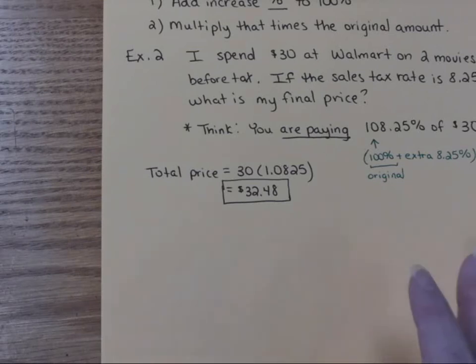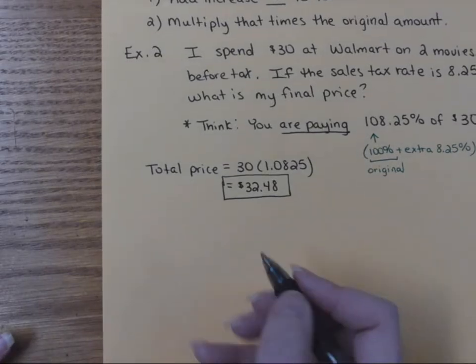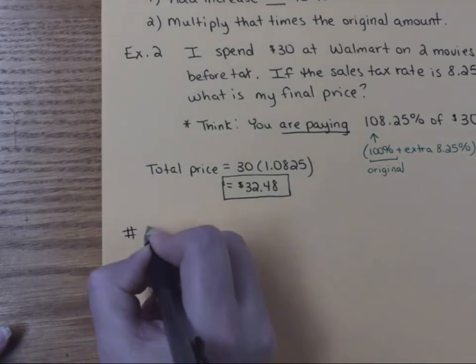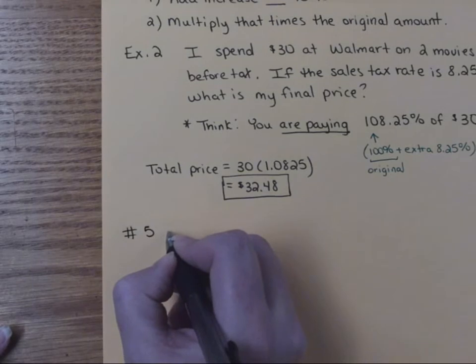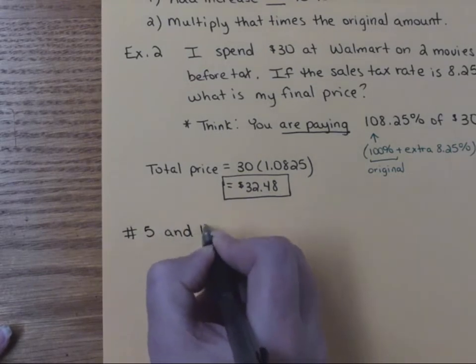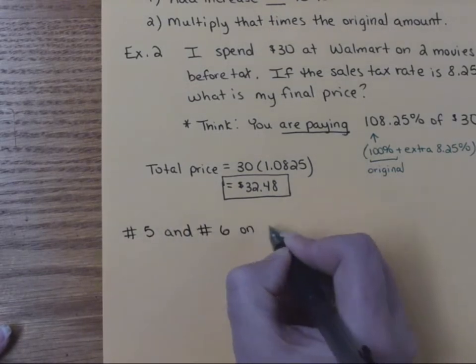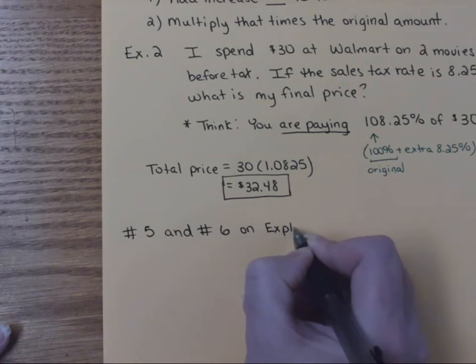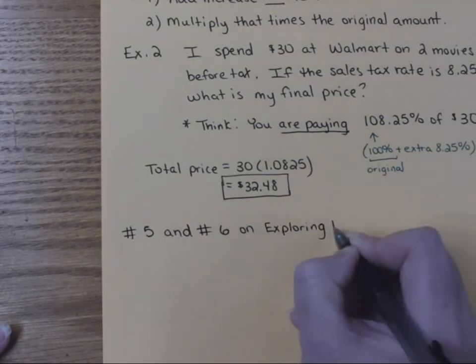All right, so I don't really want to talk about 1, 2, 3, maybe even 4. They're all pretty straightforward. I do want to talk about maybe number 5. Okay, so this is number 5, and we can do 6 together on the Exploring Percents worksheet.